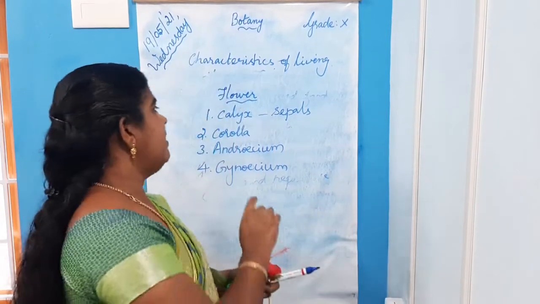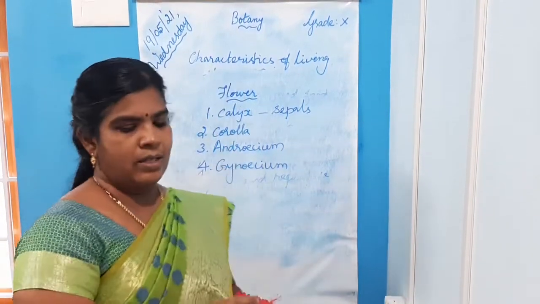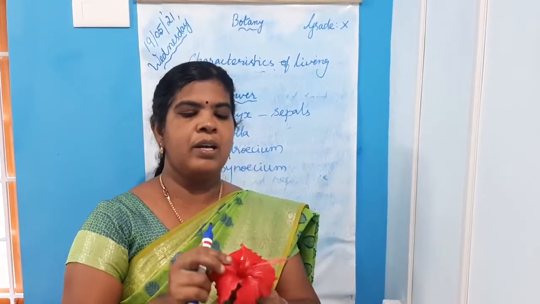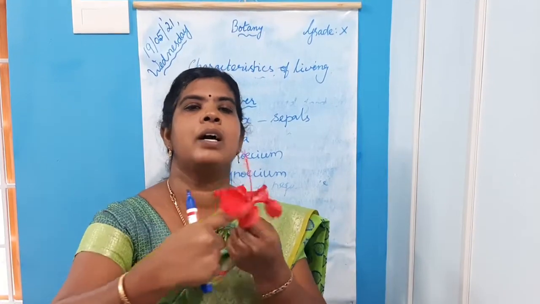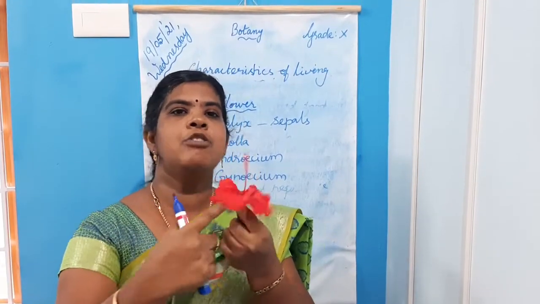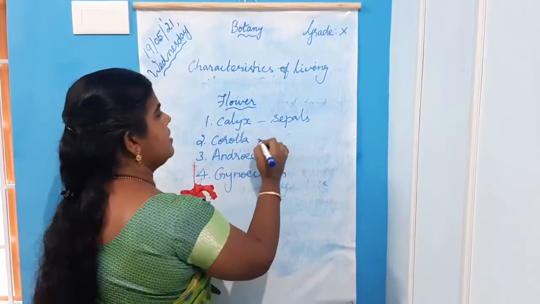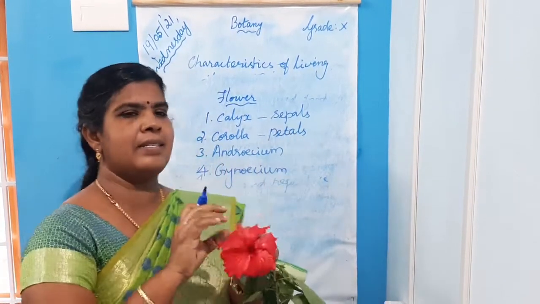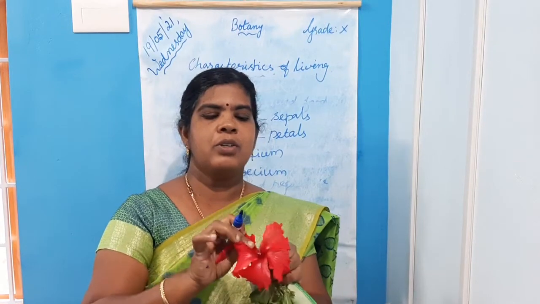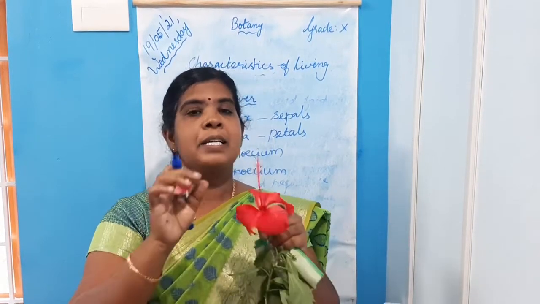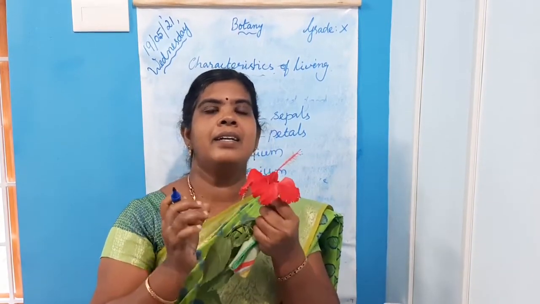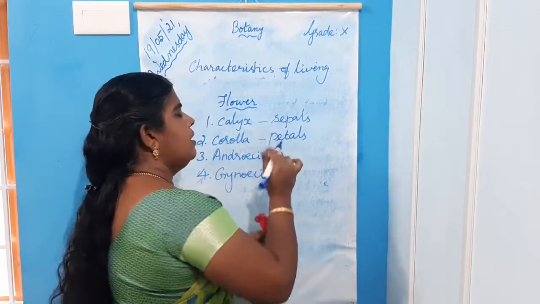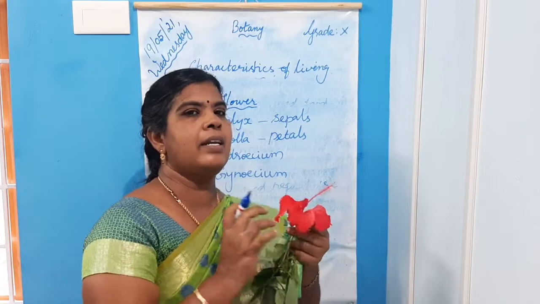What is the second whorl of the flower? Corolla. The second whorl of the flower is called corolla. It consists of the individual units called petals. Corolla is made up of petals. These petals are brightly colored. They attract the insects for pollination.